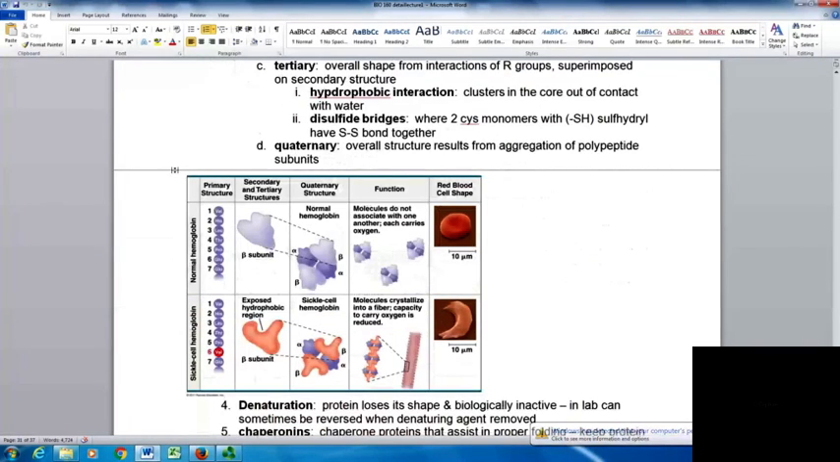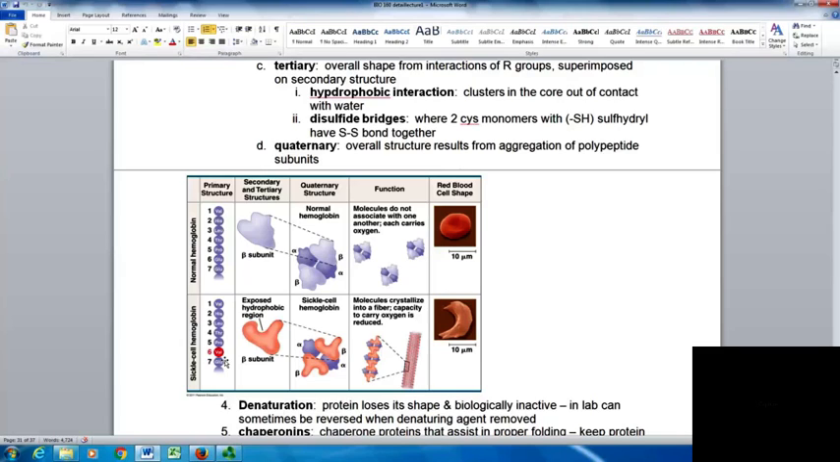So this shows a comparison here. You've got the primary structure, normal hemoglobin and sickle cell hemoglobin. So in the sickle cell hemoglobin, you have one amino acid in the sequence that is different. It's going to result in the secondary and tertiary structures also being different. So you have an exposed hydrophobic region as a result of it having a different amino acid.